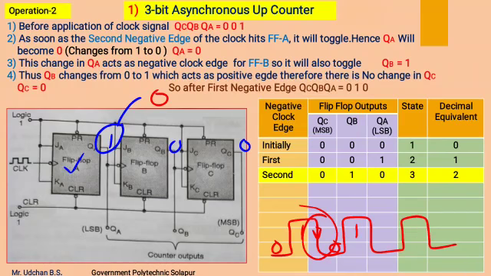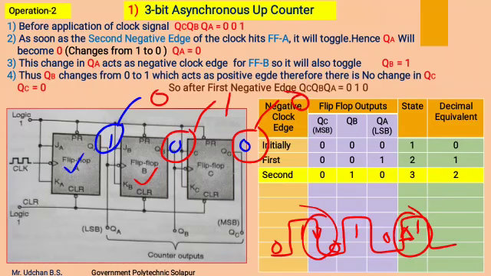As QA is changing from 1 to 0 and it is applied as a clock input to flip-flop B, flip-flop B will also get toggled, by which its output gets changed from 0 to 1. Now as QB is changing from 0 to 1, this is 0, this is 1, flip-flop C receives this positive edge as a clock input. Therefore its output will not get changed, it will remain as it is, which means it will remain as a 0.